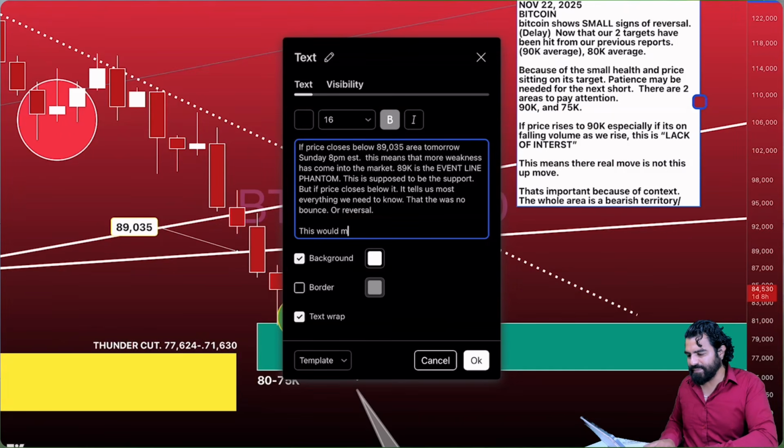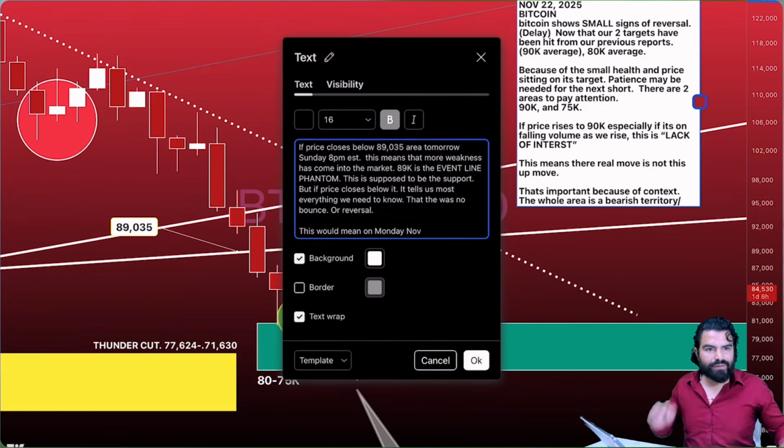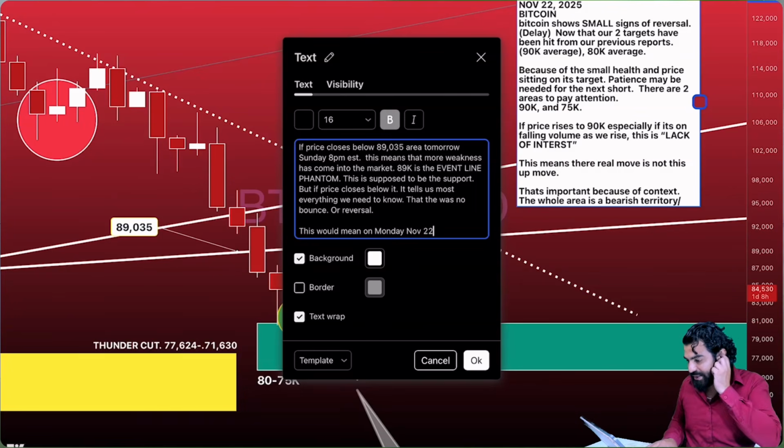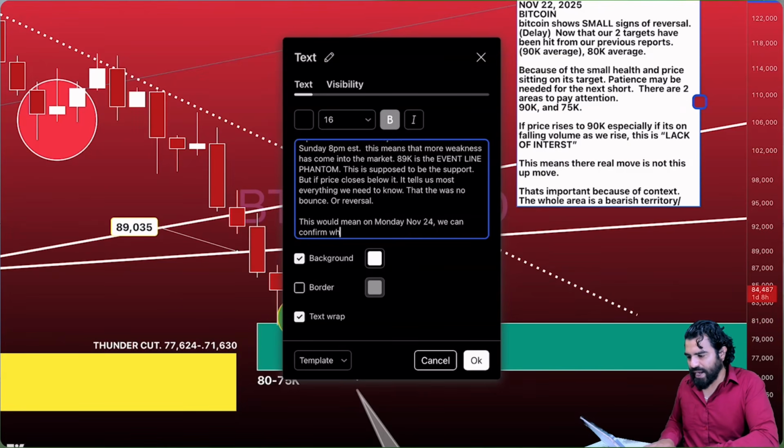This would mean on Monday, November 22nd, you guys can be here. We'll be here together Monday, November 22nd, 23rd, 24th. We can confirm where Bitcoin is likely going next. Wouldn't you like to know that? Show up on Monday.